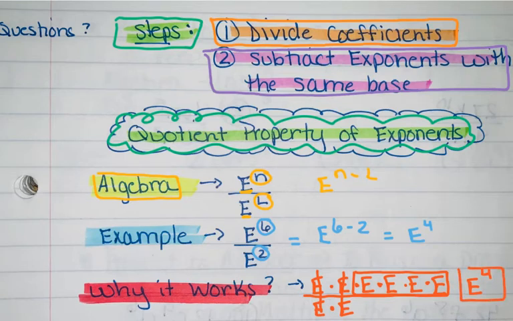Okay, so think of it, remember, variables are just numbers that we don't know. So let's say e is 4. So 4 divided by 4 is 1. So that's why I can cancel those out. Okay, again, feel free to pause this video to write that out.